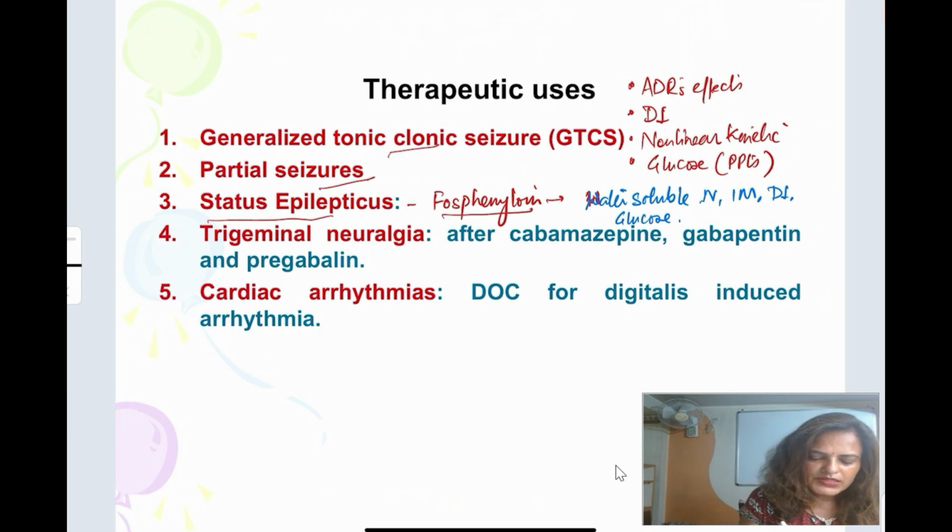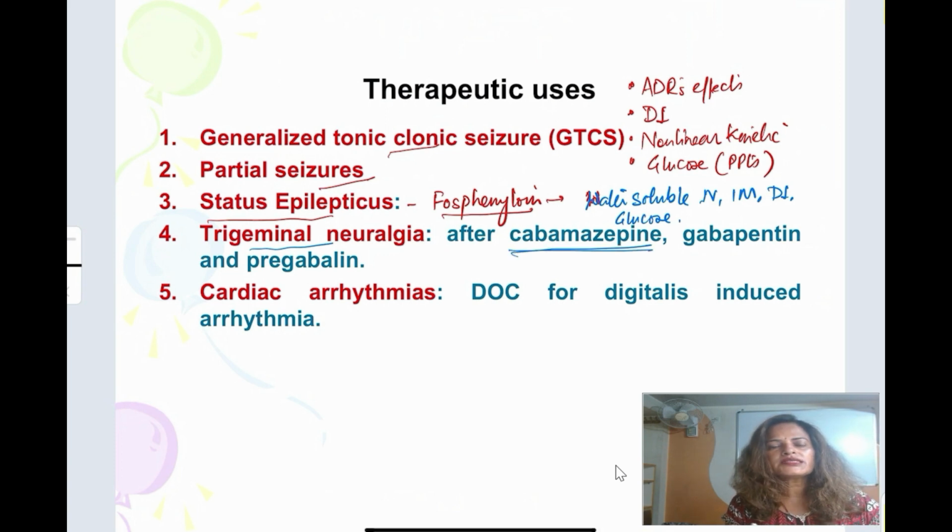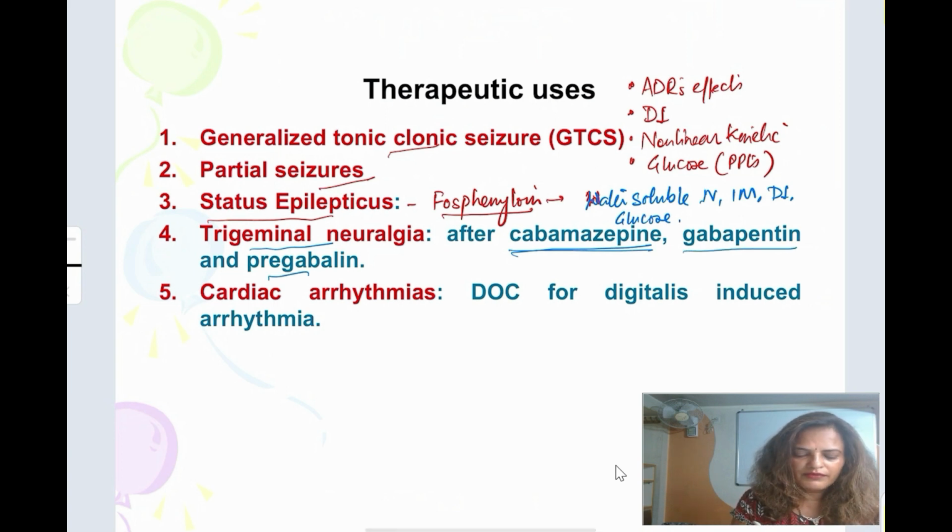So in status epilepticus, if phosphenytoin is not available, only then do we put the patient on phenytoin. Then for trigeminal neuralgia, the drug of choice is carbamazepine. That is the drug of choice. And second, we can give phenytoin, baclofen, and in non-responders, we then have to give this one.